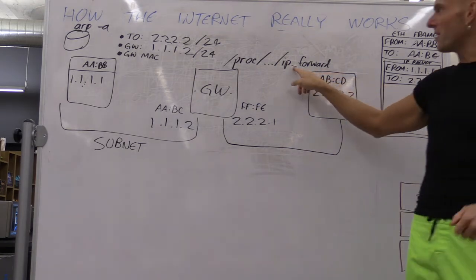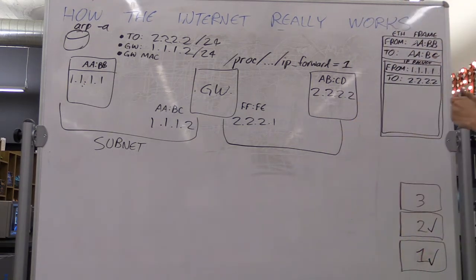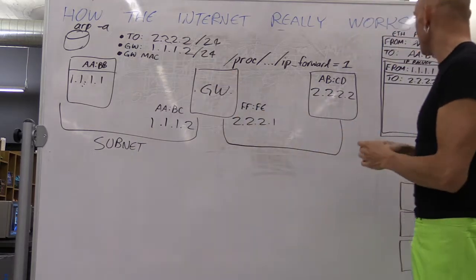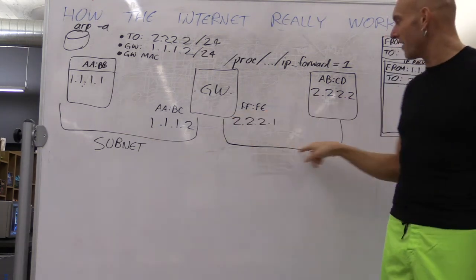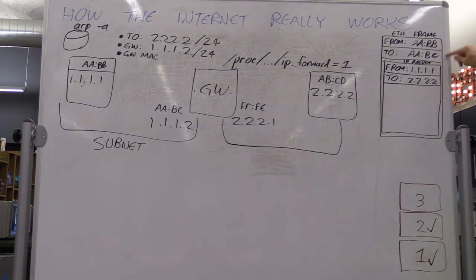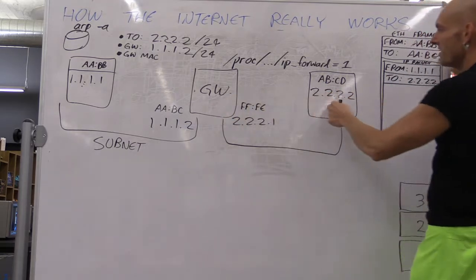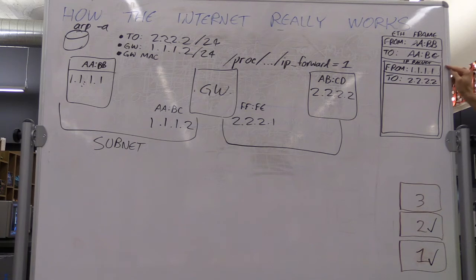If IP forward, on the other hand, is set to 1, then what I do is I go, oh, I am configured to forward IP packets. Now what I'm going to do is repeat this exact same process. I'm going to say, okay, this is addressed to 222, which is in my subnet. As it happens to be, in this case, yes. So then what I do is I rewrite the Ethernet frame to say it's from me, from the gateway. Now it's to this guy. I probably have to do an ARP broadcast to get his MAC address. And then I forward him the IP packet.